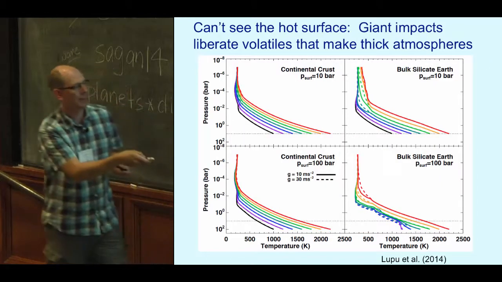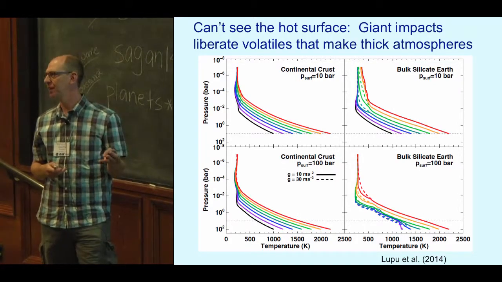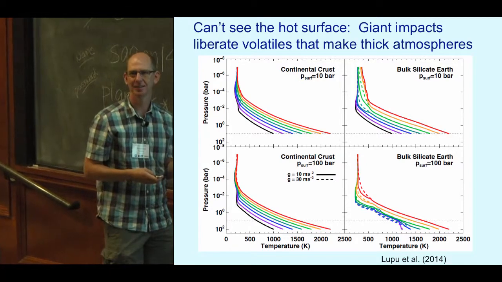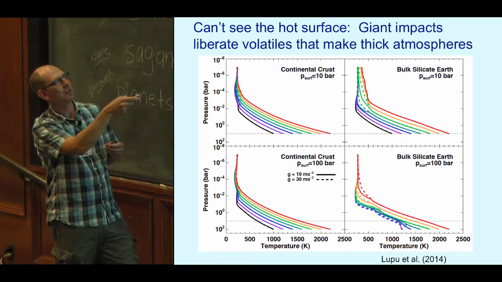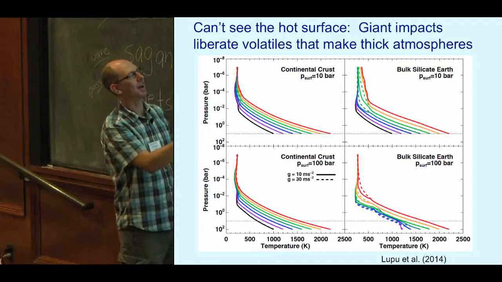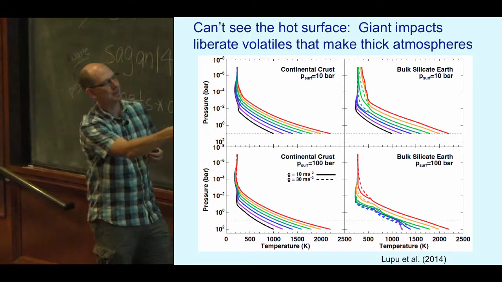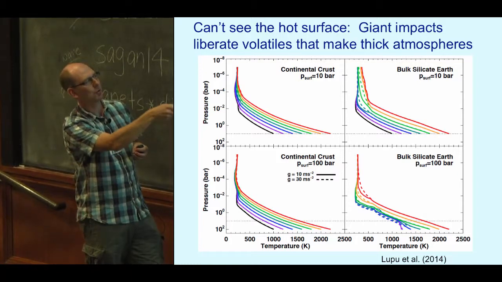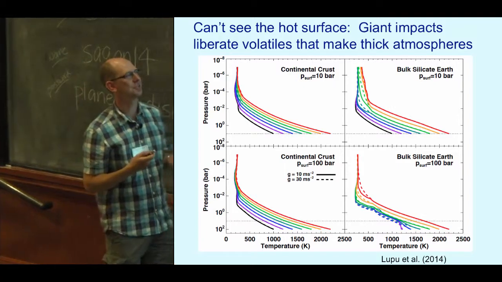And so Roxana Lupu, who's a postdoc at NASA Ames, led a paper that looked at what the spectra and atmospheres of post-impact Earth might be. Okay. And so these are different compositions. This is continental crust, vaporized, bulk silicate Earth, vaporized, and surface pressures of 10 bars or 100 bars. And so you can see that, yes, the surface can be 2,000 degrees, 1,500 degrees, but in the part of the atmosphere that we see, we're much colder, 200 or 300 degrees in all these models. So you can't see down to the surface.